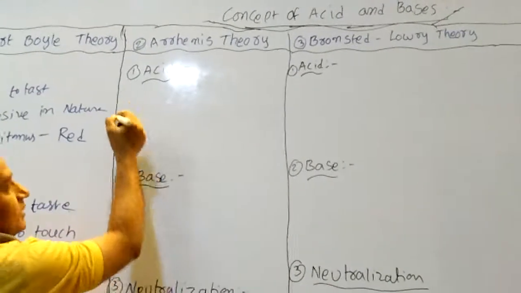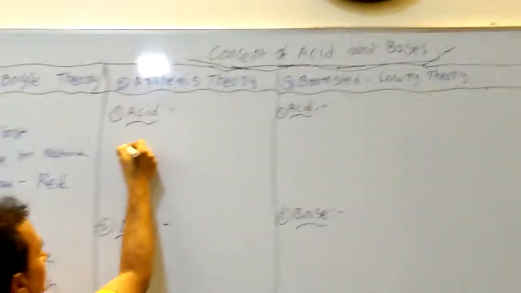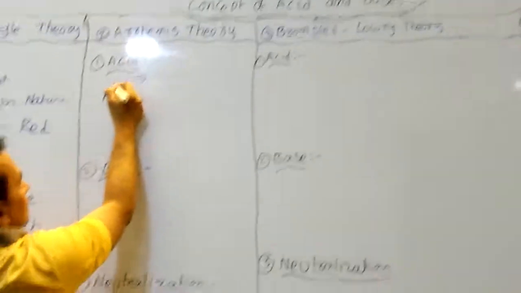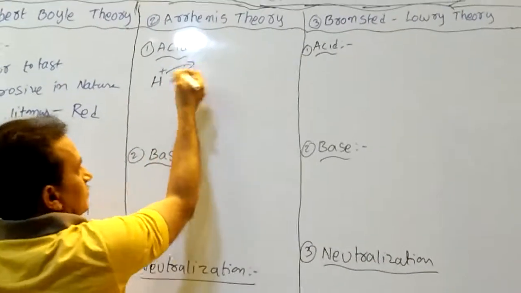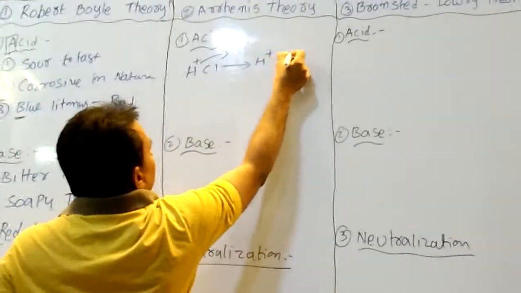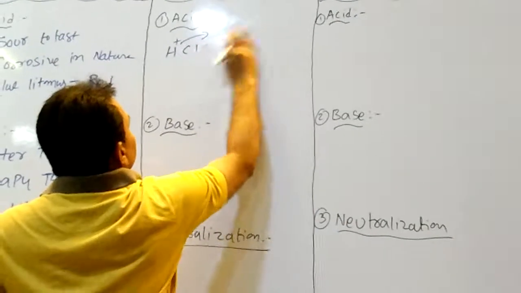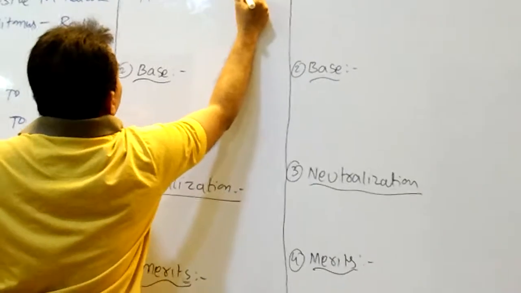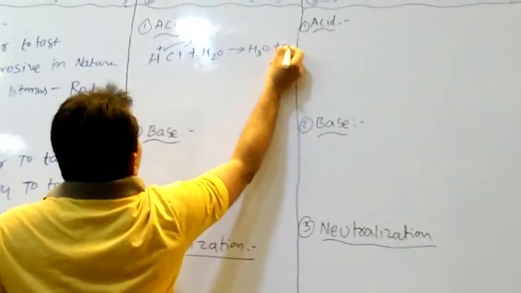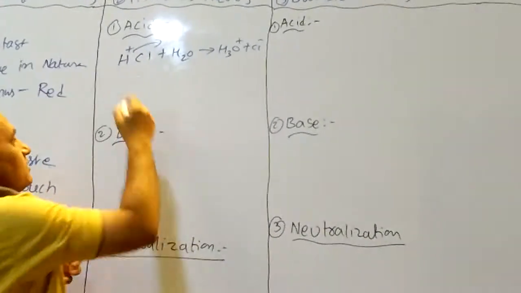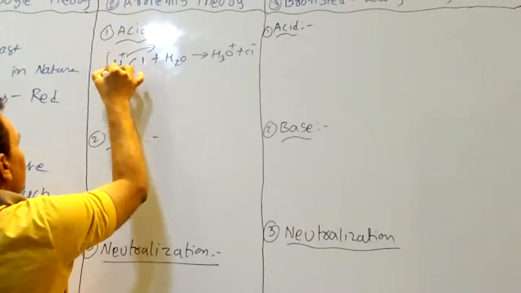According to Arrhenius theory, any substance which releases H plus in water is an acid. Suppose HCl, it releases H plus and Cl minus in water, that is H3O plus and Cl minus. Any substance which releases H plus is an acid according to Arrhenius.